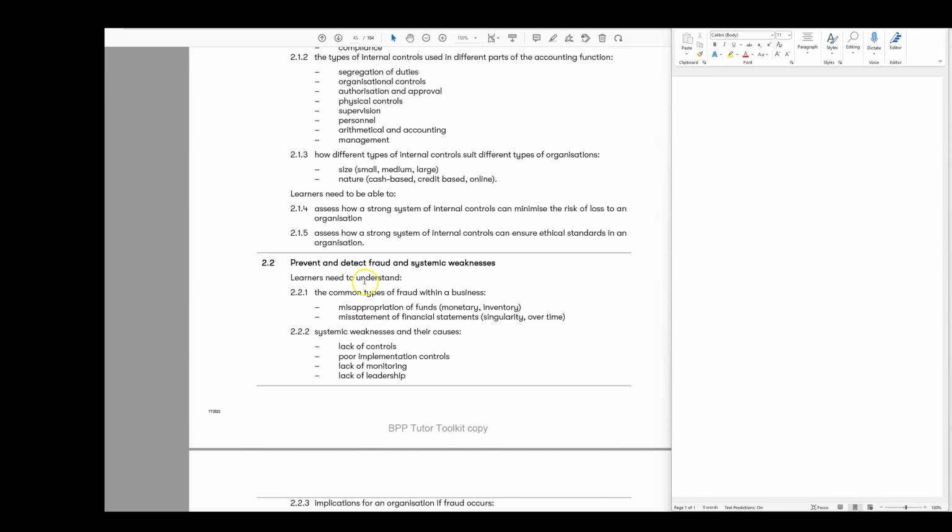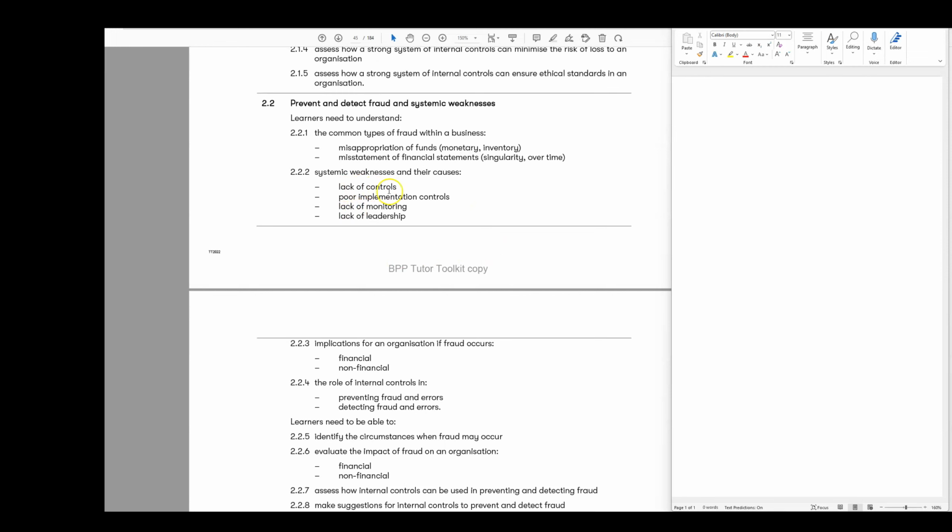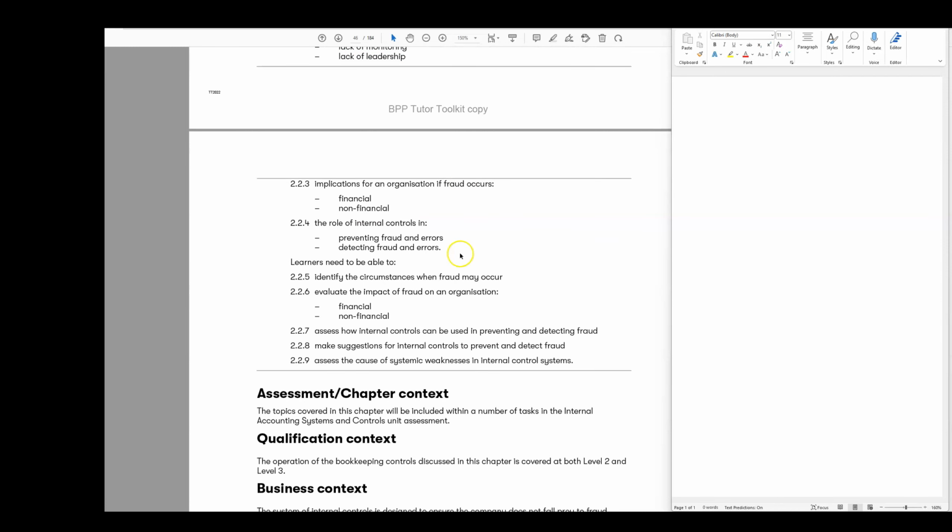Then we have prevent and detect fraud, systematic weakness. So we also need to learn from here the common types of fraud within the business. For example, misappropriation of funds, for example monetary and inventory, then misstatement of financial statements. So we need to look at all of this. Systematic weakness and their causes: lack of control, poor implementation of control, lack of monitoring, lack of leadership. And also we have implications for an organization if fraud occurs.